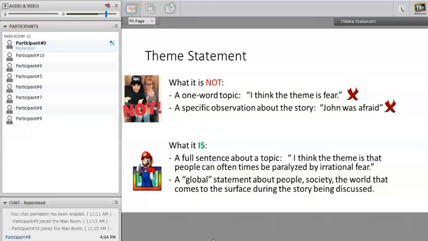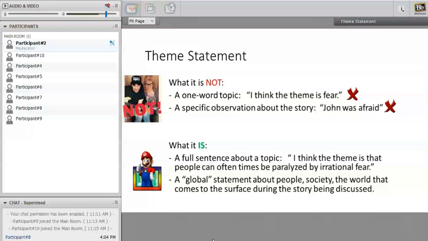Here's what a theme statement is not, and I get this a lot. If I said, what's the theme of this movie? And you said, I think the theme is a feud. Okay, then my answer to you would be, what about a feud? There's a lot of things that we could say about a feud. Or you might say the theme is nature. Well, it doesn't work to just say a one-word answer, does it?